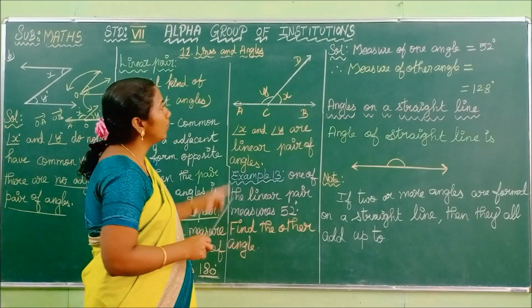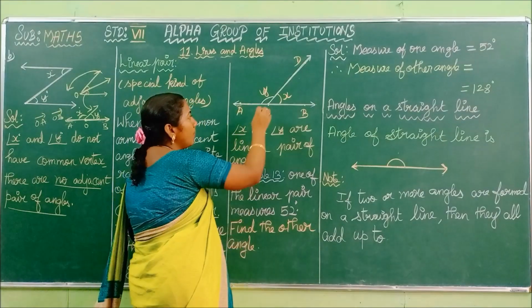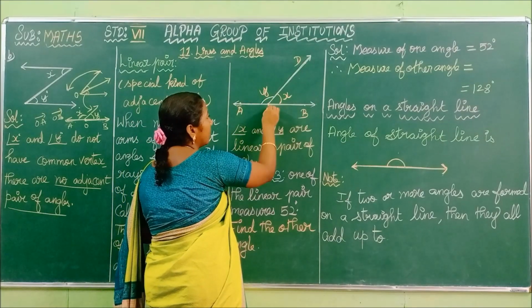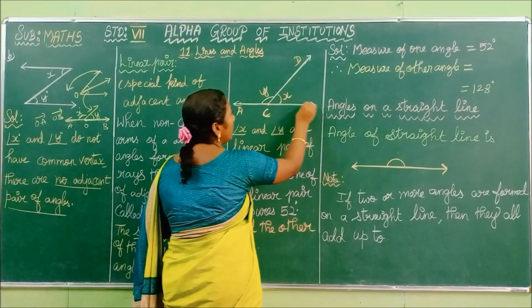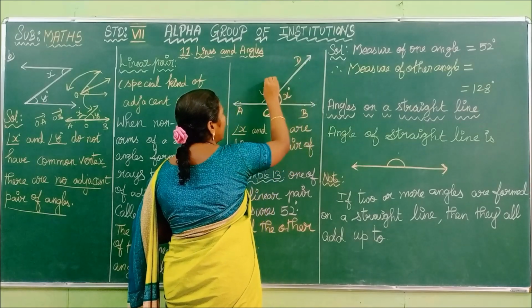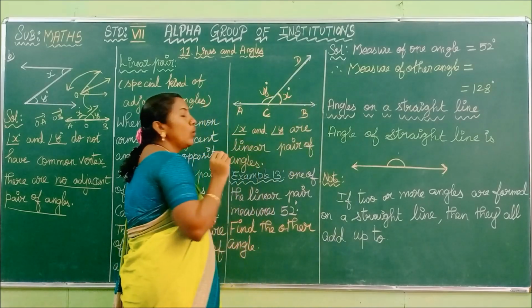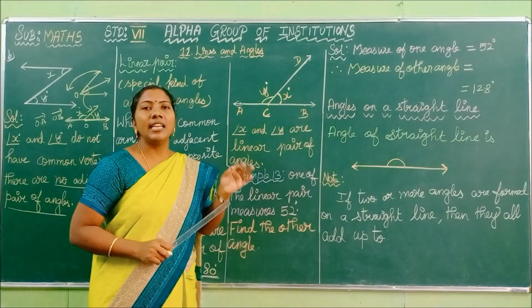Okay. Next we are going to see the diagram of a linear pair. See here. What is the vertex here? C is the vertex. And what are the rays? CA is one ray, CB one ray, CD one ray. And what are the angles? X degree, Y degree. These are the two angles. We are calling these two angles a linear pair.